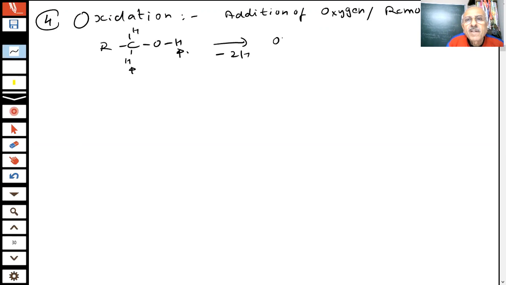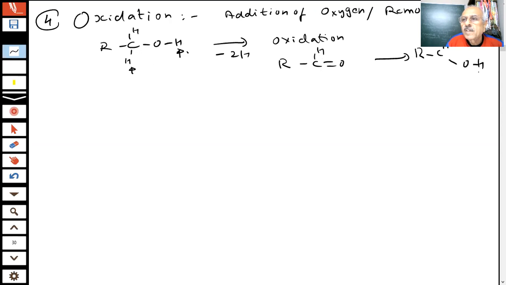Oxidation. What can happen, students? If I have something like this, there will be a double bond. This hydrogen out, this hydrogen out. Then what will happen? This will become a double bond. This is an example of oxidation. But further, if this hydrogen also goes, then what can happen?